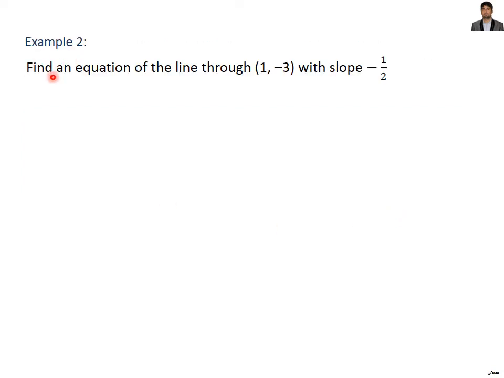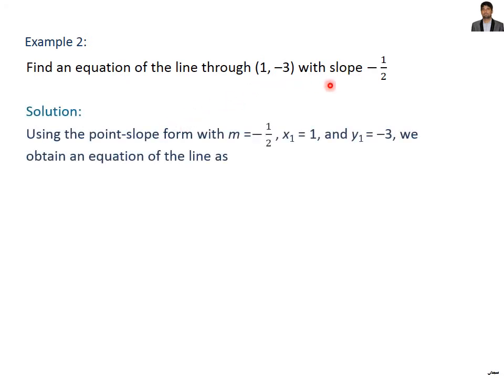Example number 2. Find an equation of the line through (1, -3) with slope -1/2. It means that we have a point and slope and we can use point-slope form. I will write slope as m, the x-coordinate of the point as x1, and the y-coordinate as y1. I will replace these values in the formula. So y minus y1, minus (-3), plus 3. y plus 3 is equal to the slope -1/2 times (x minus 1).